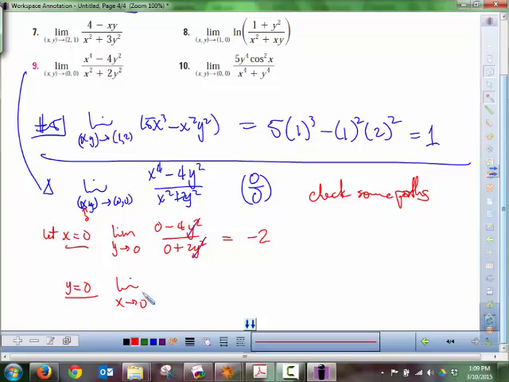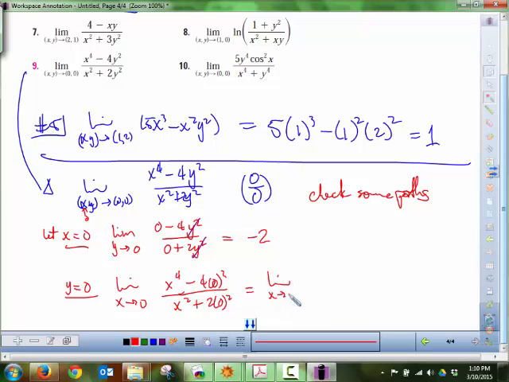So let's take the limit. Let's let y equal to 0 in our limits. So this becomes a limit of just one variable, x going to 0. And we have x to the 4th minus 4 times 0, over x squared plus 2 times 0. And then you get the limit as x approaches 0 of x to the 4th over x squared, which simplifies to x squared.